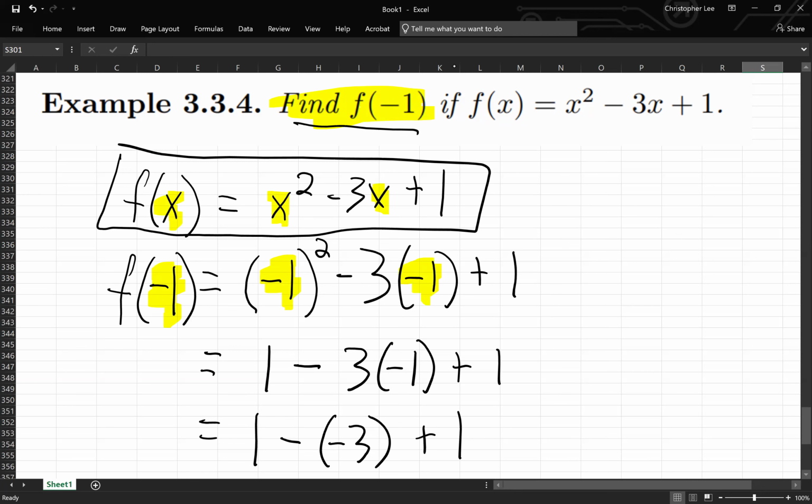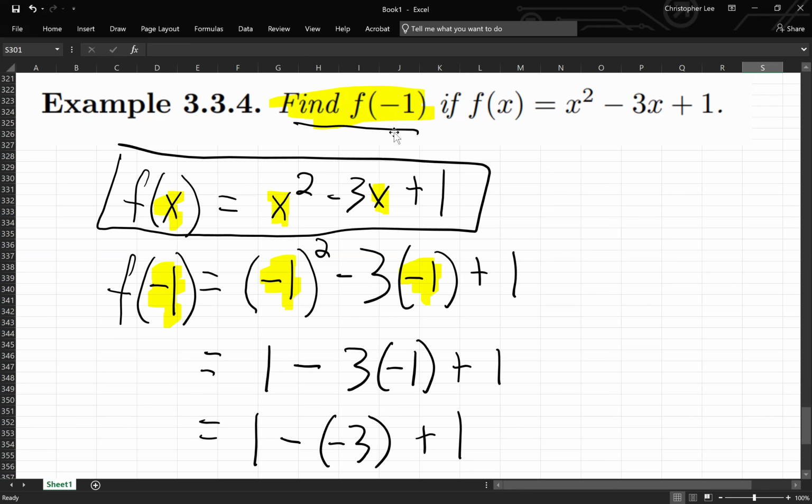So they gave me a function. The function is called f of x is equal to x squared minus 3x plus 1. And they're asking me, find f of negative 1. In other words, what is the answer to the function when x equals negative 1? So f of negative 1. That's what this f on the outside in the parentheses means.